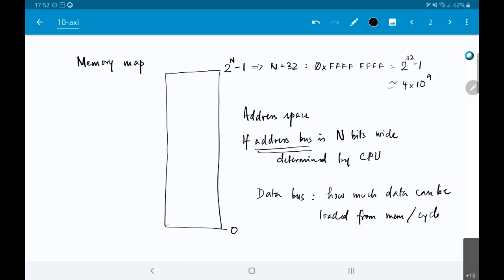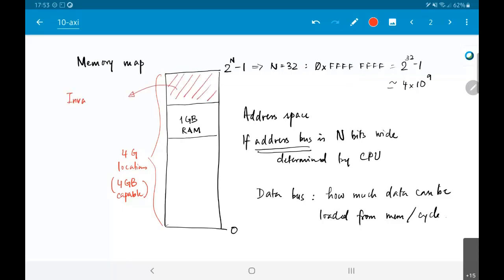Not all systems with 32-bit processors have or had 4 GB of RAM, okay? So what I could do instead is to say that, let's say I have only 1 GB of RAM. I could basically break this up and say I will choose one section over here and say this is 1 GB and this is the actual RAM, right? So this essentially corresponds to a large 4G locations. You can think of it as 4 GB capable. So effectively, out of this 4G, only 1 GB actually is physical RAM that is present in the system. So what happens to the rest of it? Let's say that I try generating an address in this range. I would basically say invalid address.